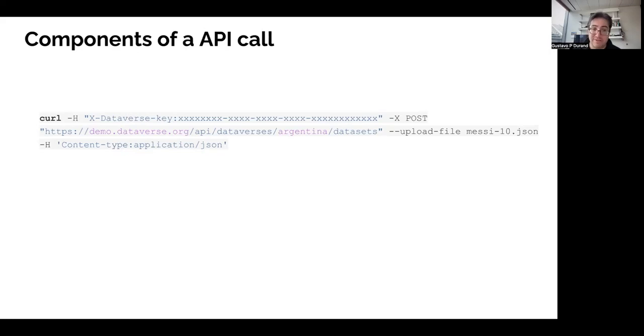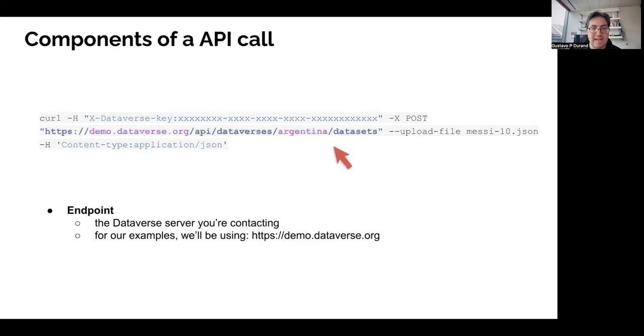So the first thing is you call curl. Obviously, that's how you interact with this. And then what we need is an endpoint. So in this case, the endpoint is the server you're contacting, specifically in our case, a Dataverse server. And for our examples, we use the demo Dataverse, so demo.dataverse.org.